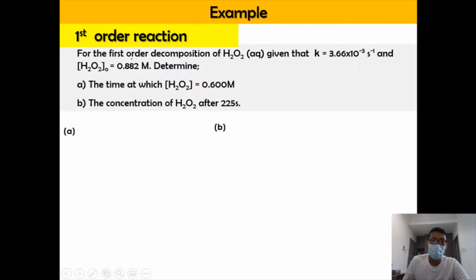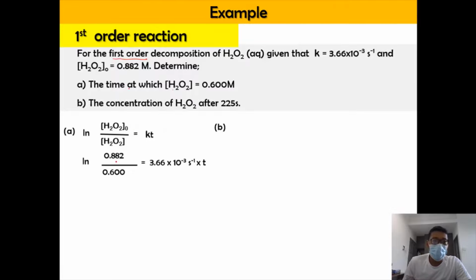So you can use this as your half-life for the first order reaction. Alright, now let's look at the example. For the first order decomposition of hydrogen peroxide, given that k is equal to 3.66 times 10 to the power of negative 3 per second, and the initial concentration of hydrogen peroxide is 0.882 molar. Determine the time at which H2O2 is equal to 0.6 molar. So we can use the integrated rate law, where ln A naught over A is equal to kt. But A here refers to the hydrogen peroxide, H2O2.